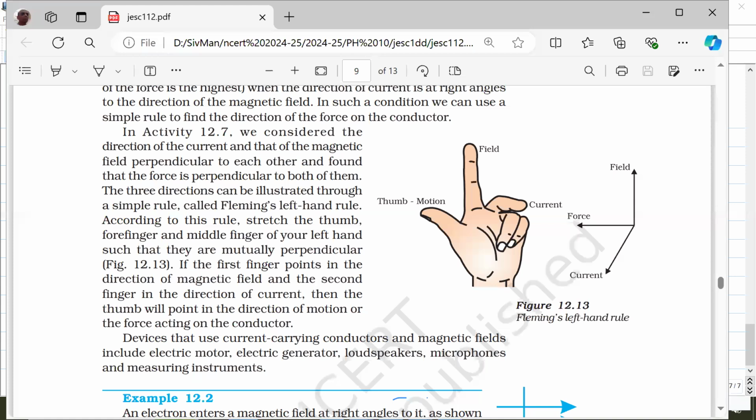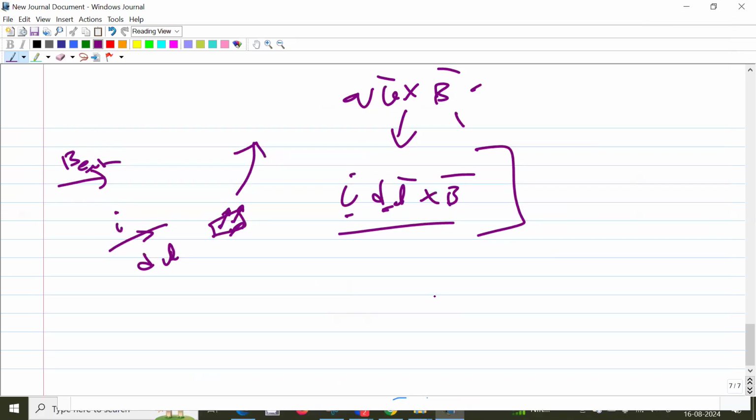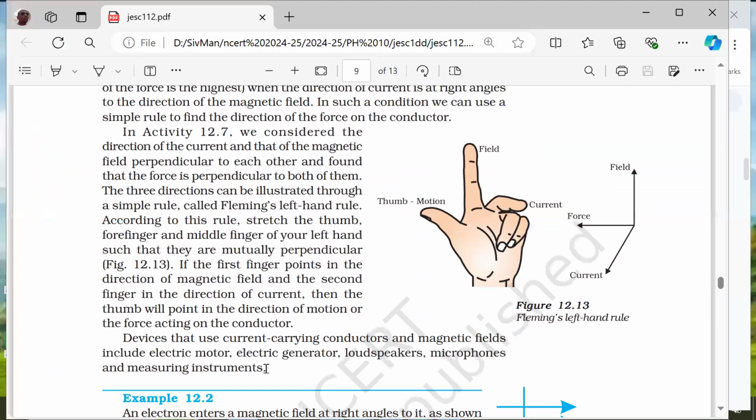If you know vector cross product, you don't need this thumb rule and all. But for tension and square, I will ask questions based on that. The direction of the force is I dl cross B. If you use that here, I dl is this one, B is this one, so I dl cross B is towards left.